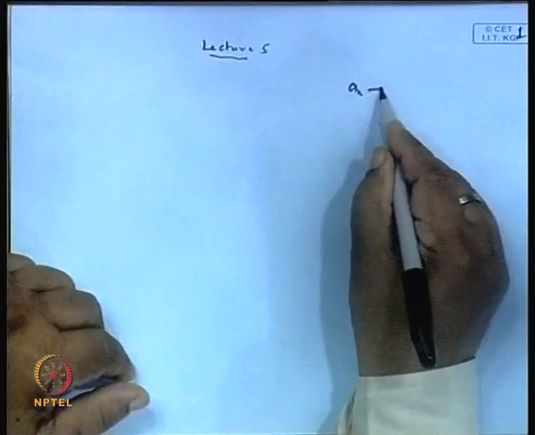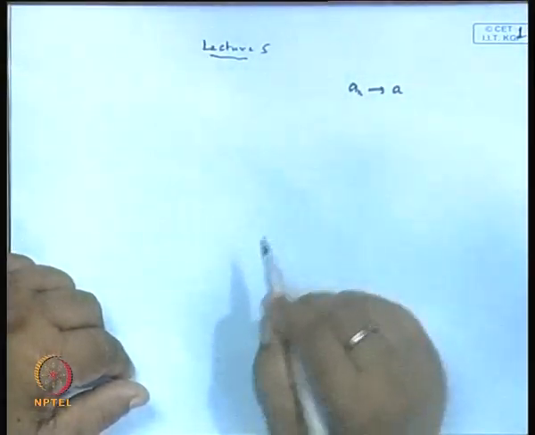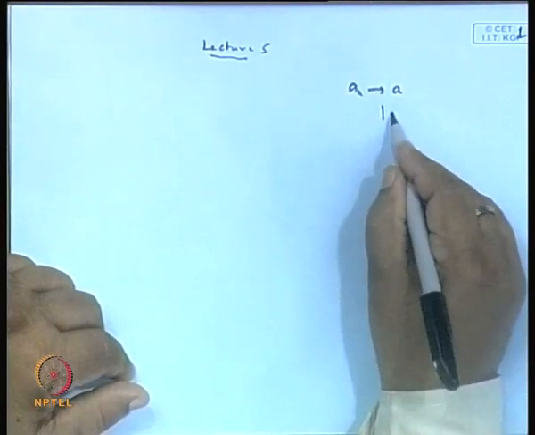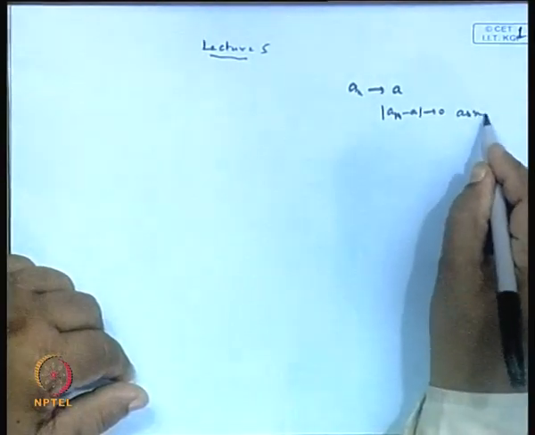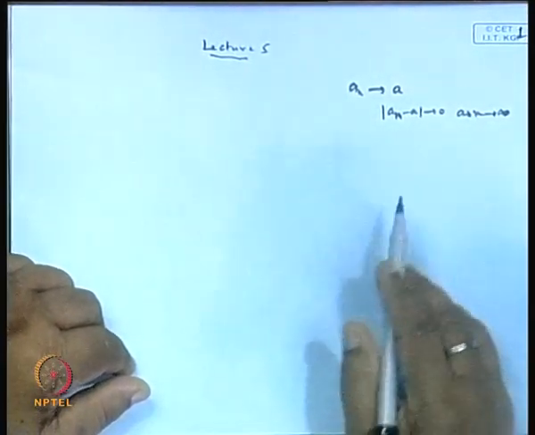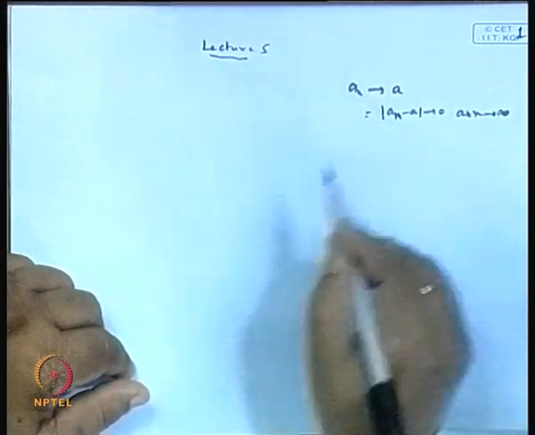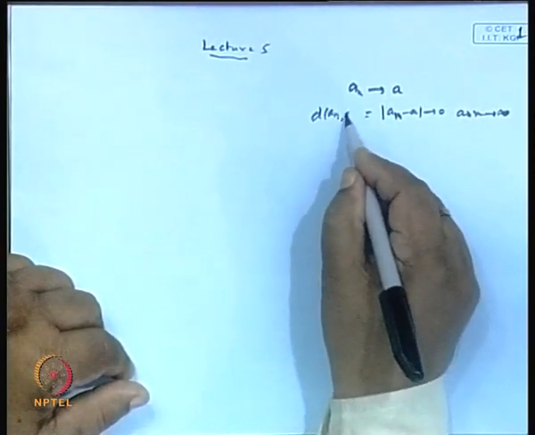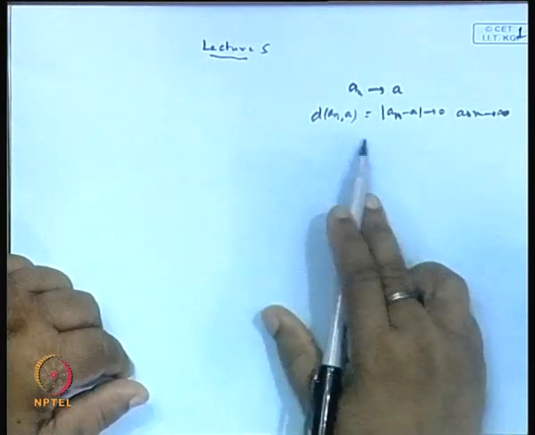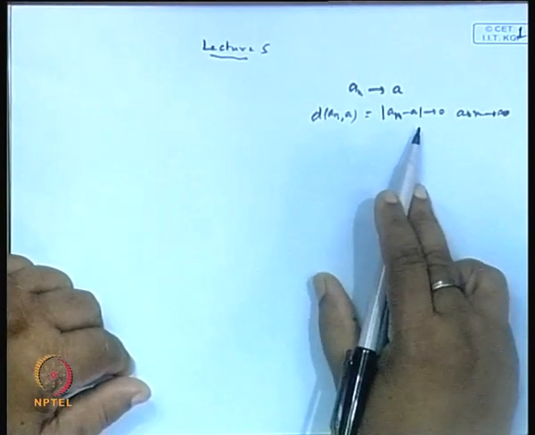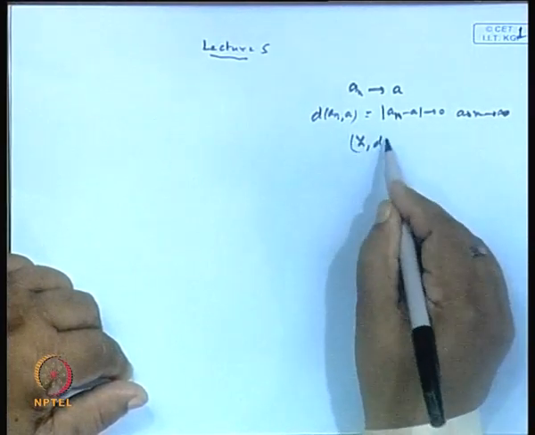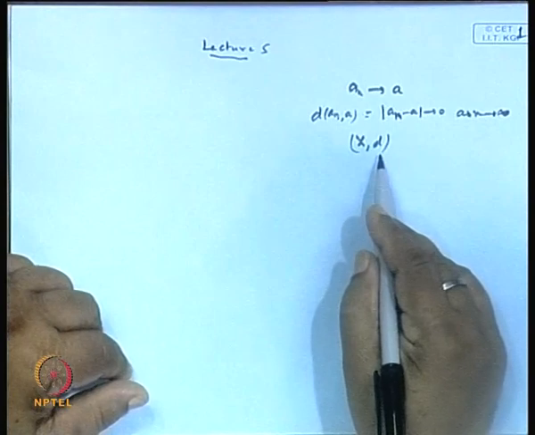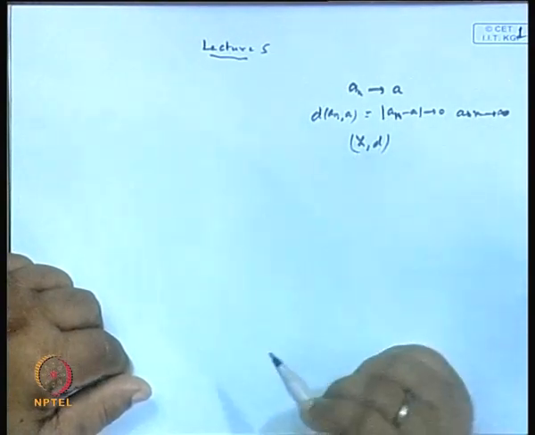When we say a sequence of real or complex numbers a_n goes to a, it means the difference a_n minus a tends to 0 as n tends to infinity. This difference is nothing but the distance between a_n and a, and this concept on the real line we wanted to enhance over an arbitrary metric space (X, d), where X is the set of points and d is the notion of distance defined on it.